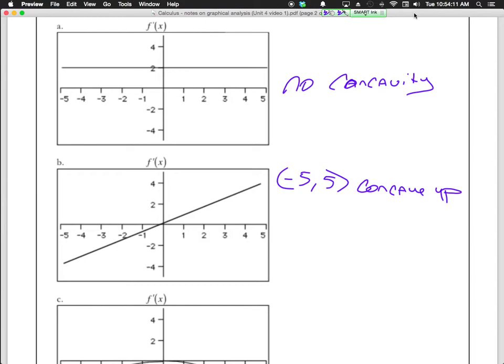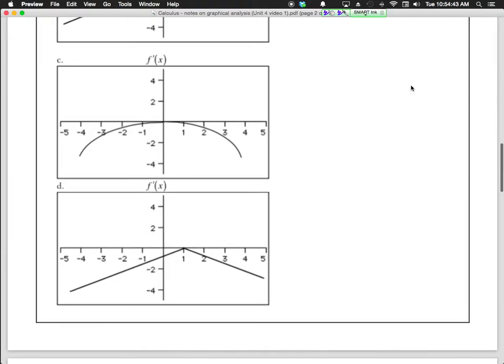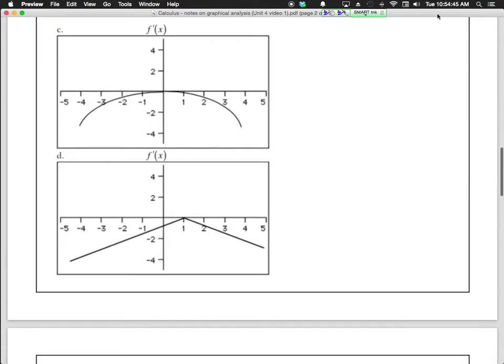What graph do you know is always concave up? A parabola. An upside down parabola would be concave down, so a parabola is always concave up. So you know the second derivative of a parabola is always positive, and the first derivative is always increasing. I know this is a lot to take in, but you'll get it here in a second. I promise.